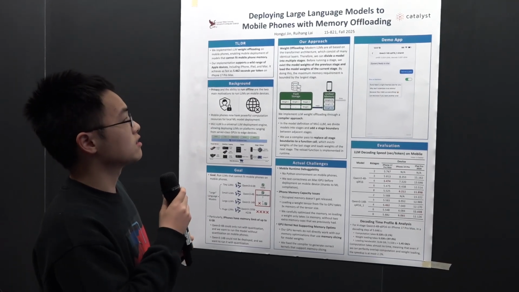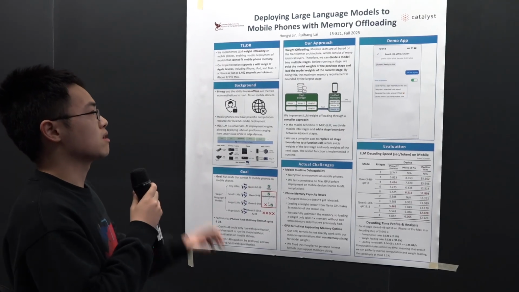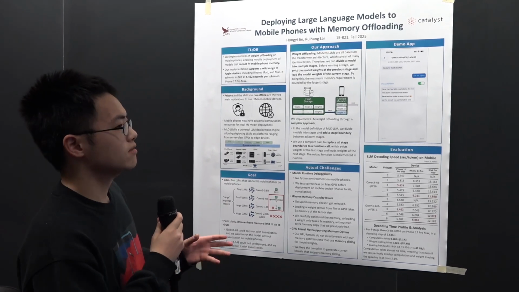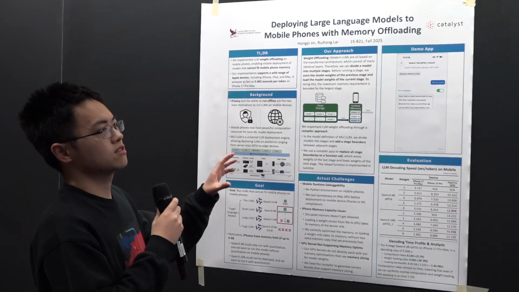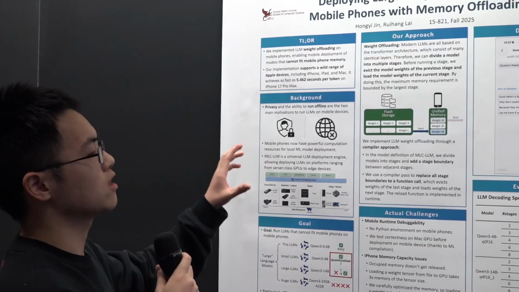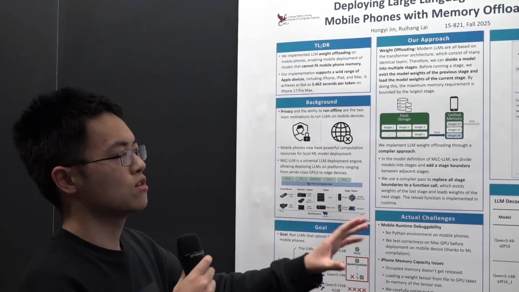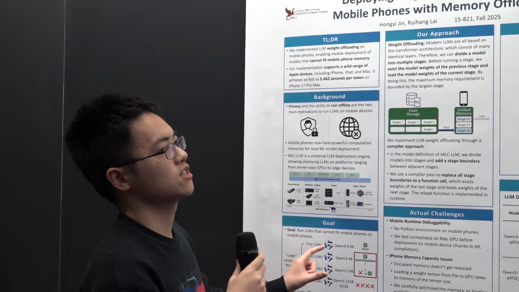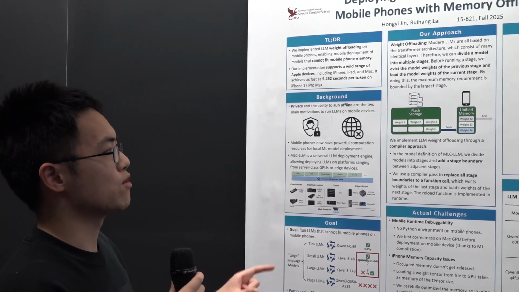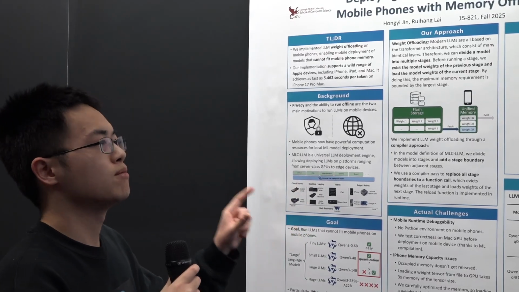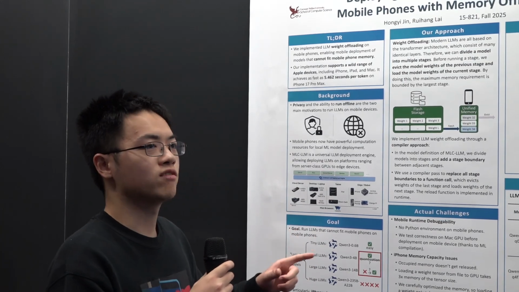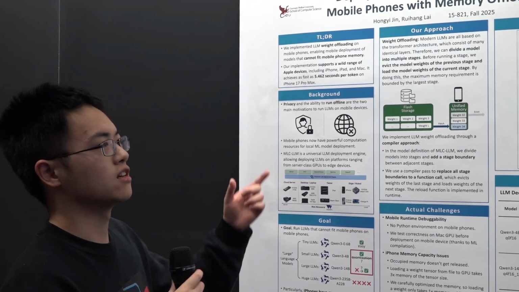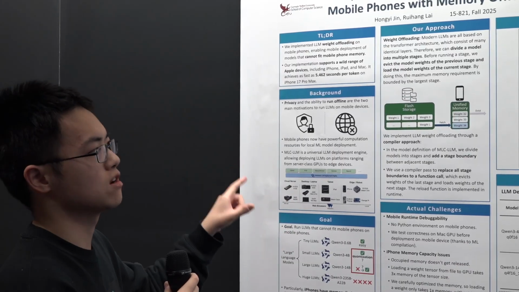So we use a technique called memory offloading. Modern LLMs are based on transformer architecture, which consists of identical layers. Because our phone can only fit part of the layers, we can divide the model into multiple stages. And before we run a stage, we fetch the weight of that stage and evict the weight of the previous stage. By doing this, we only need the memory that equals the memory size of one stage instead of the whole model. So this is equivalently treating the phone's device memory as a cache for the flash storage.